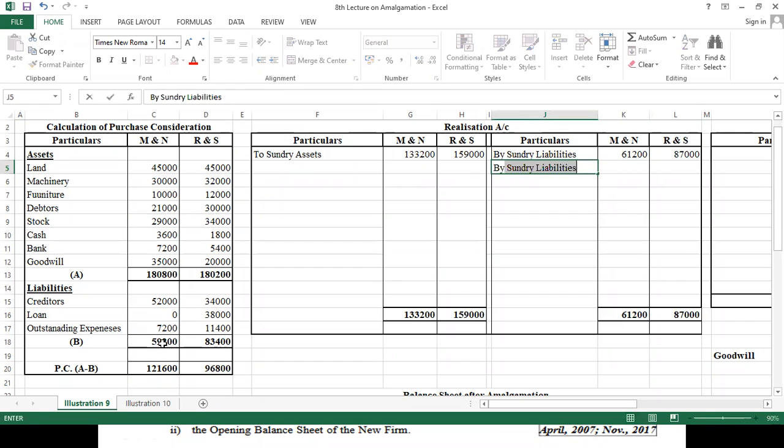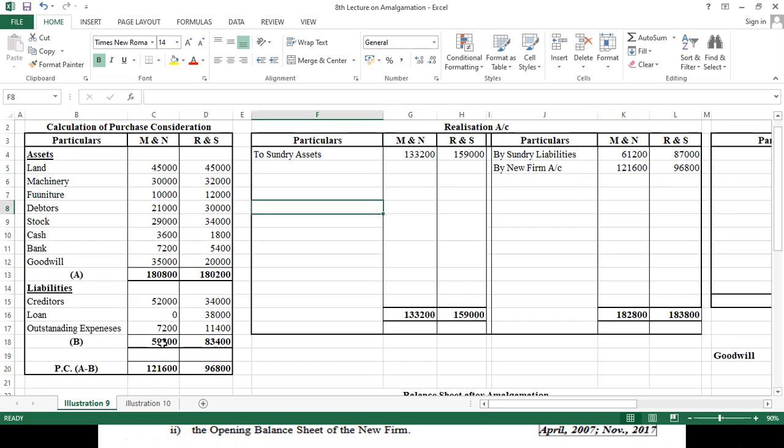Then we will write by new firm account. There we have 1,21,600 for the first company and for the second company it is 96,800. Okay, and none of the assets or liabilities are taken over by the partners, so ultimately we don't have anything to write down in the realization account. So straight away we will go to calculate the realization profit and transfer it to the partners' capital account.